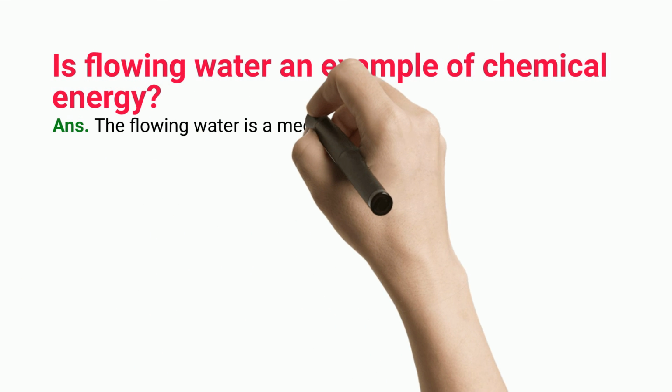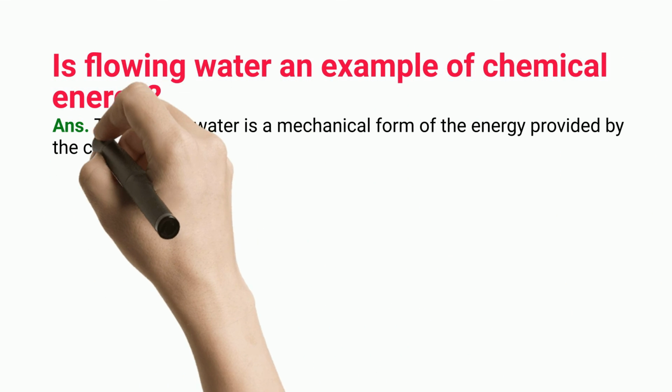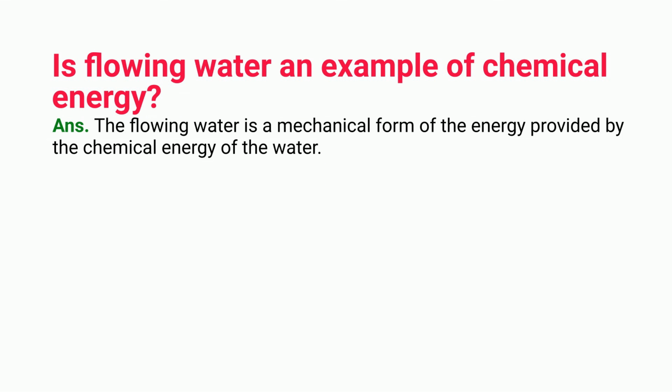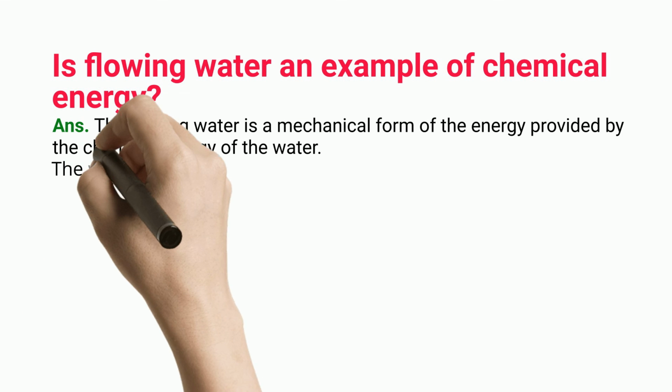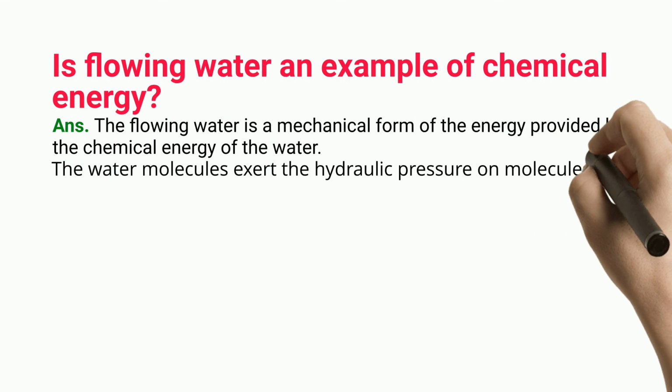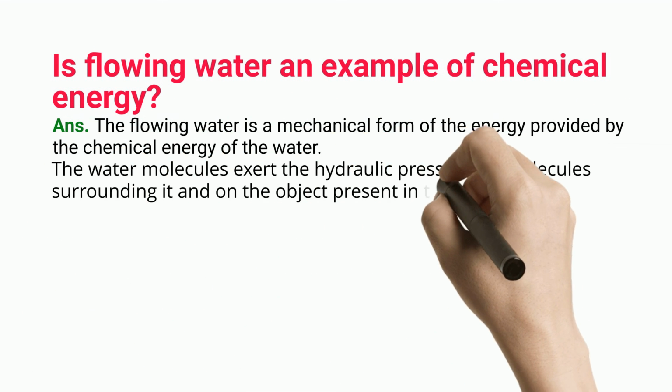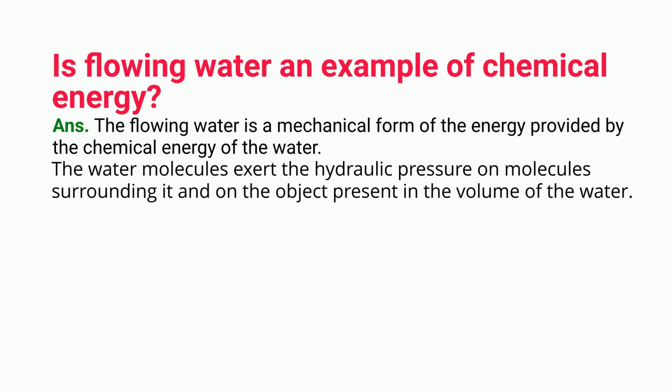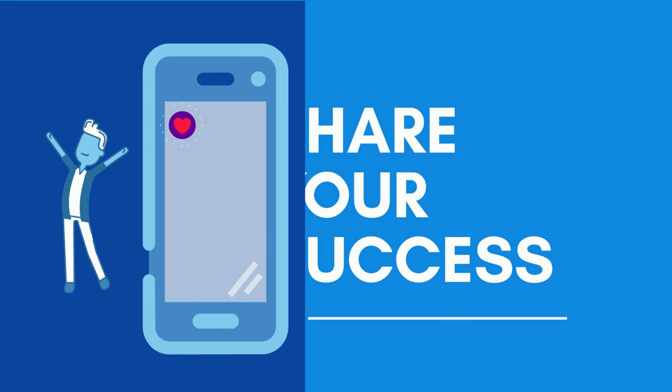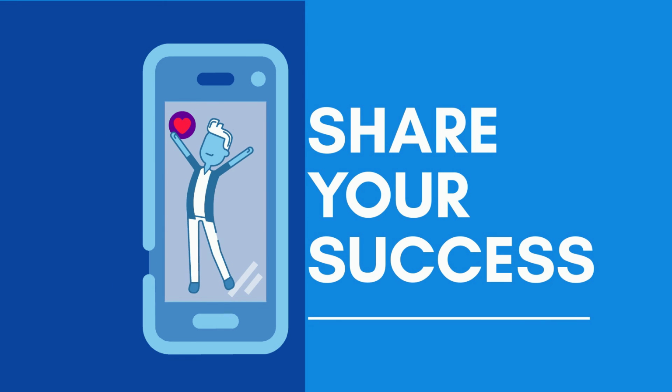Is flowing water an example of chemical energy? The flowing water is a mechanical form of the energy provided by the chemical energy of the water. The water molecules exert the hydraulic pressure on molecules surrounding it and on the object present in the volume of the water.